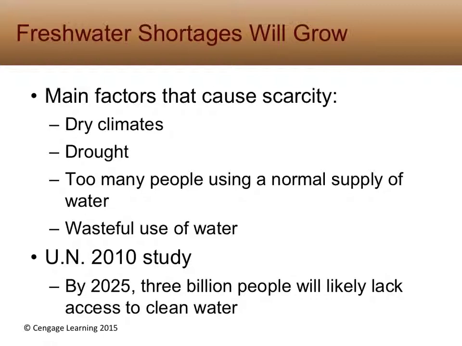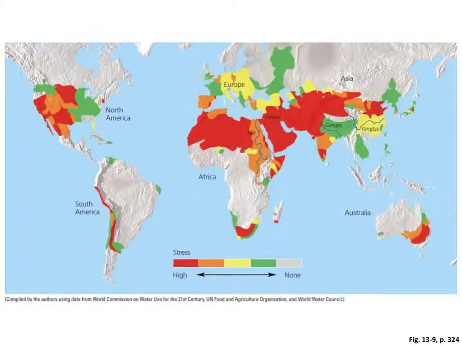Main factors that cause scarcity are things like dry climates, drought, too many people using an enormous supply of water. The case study, of course, of the Colorado River, people using that big time, and we're wasting a lot of water too. The United Nations, in a 2010 study, projects that by 2025, 3 billion people will likely lack access to clean water, which is enough for everybody.